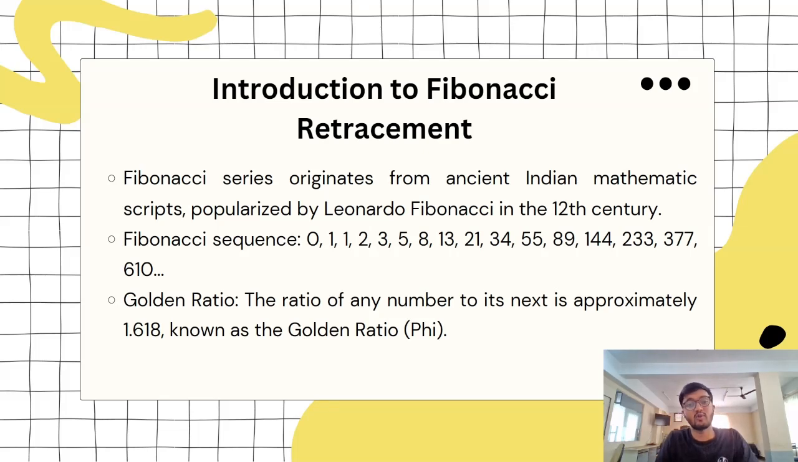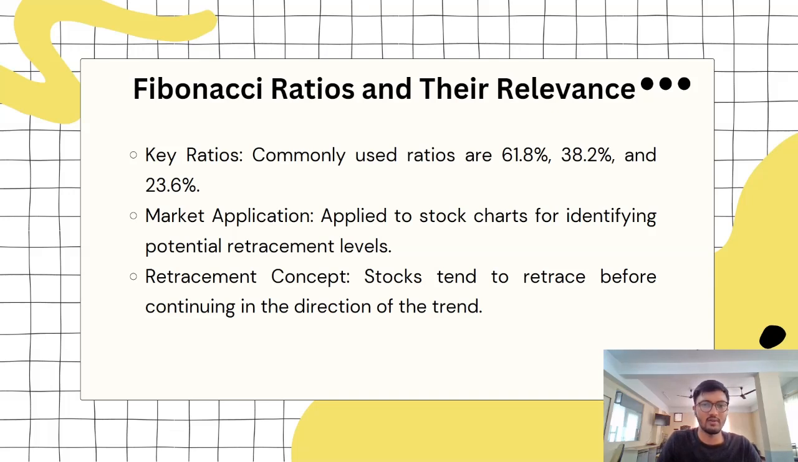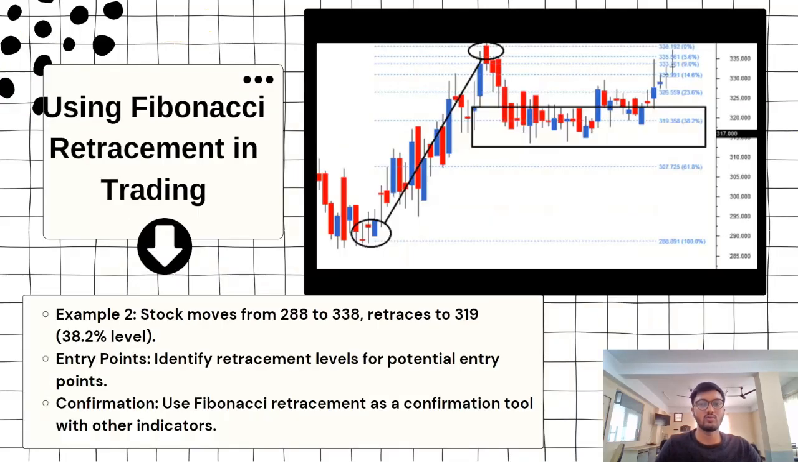Now we can use the Fibonacci indicator in stock markets, and actually it works very, very well. The commonly used ratios in Fibonacci are 61 percent, 38 percent, and 23 percent. It is applied to stock charts for identifying potential retracement levels, and stocks tend to retrace before continuing in the direction of the trend. So I'll just show you with the help of an example. This is how you can use Fibonacci retracements, and actually it works very well, to be very honest.